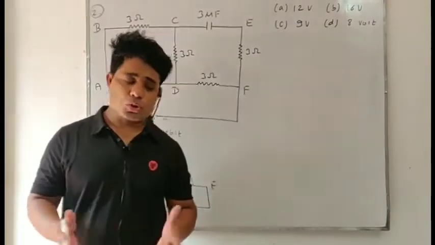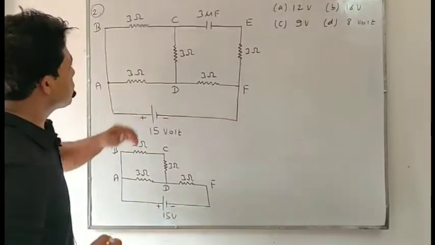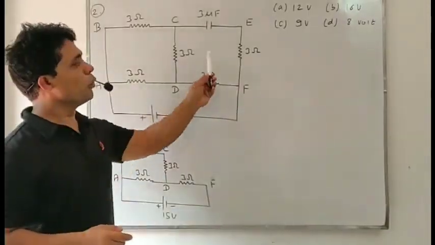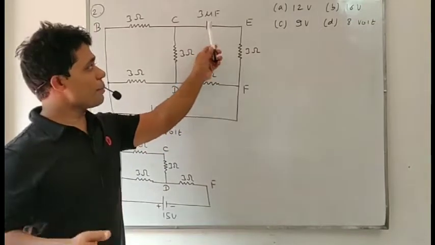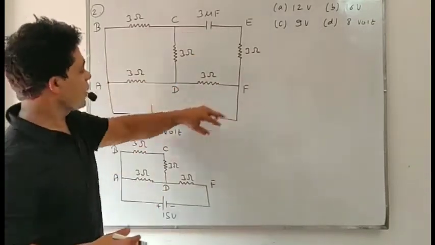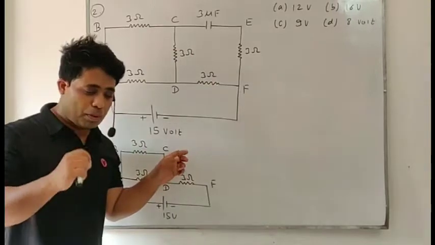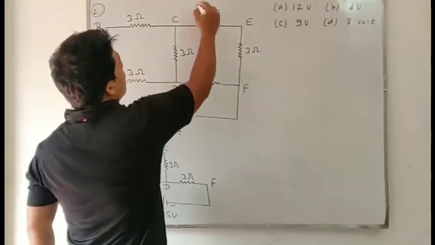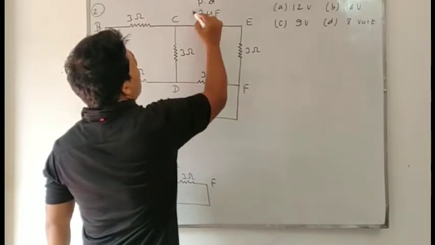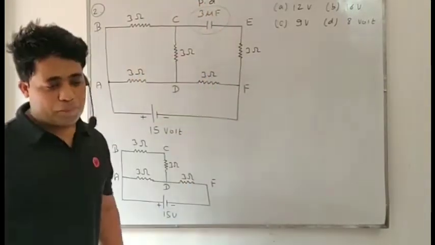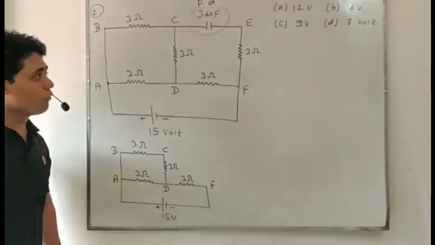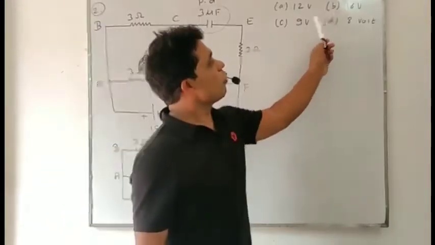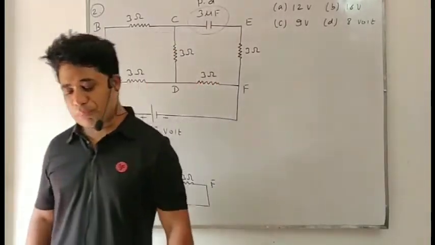So now, students, question number two. We are given a circuit having 3 ohm, 3 ohm, 3 ohm resistances and a 3 microfarad capacitor, and that circuit is connected with a 15 volt battery. He's asking to find the potential difference across the 3 microfarad capacitor. We are given 4 options: 12 volt, 16 volt, 9 volt, 8 volt.